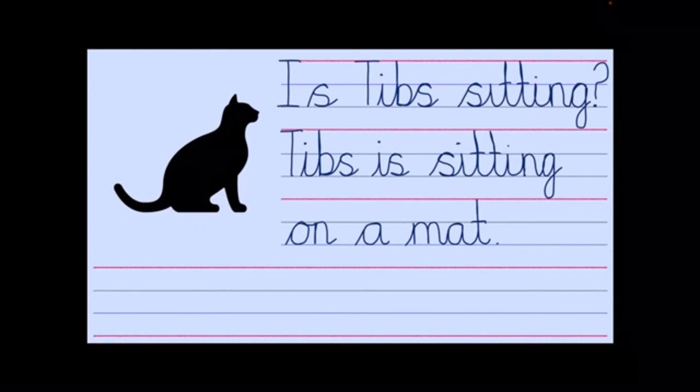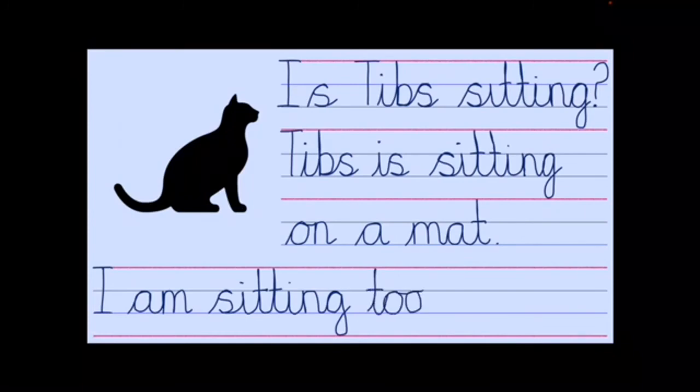One more sentence. I am sitting too. I am sitting. Double that T to keep the I saying I. How did you get on?